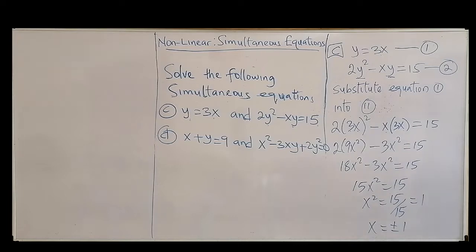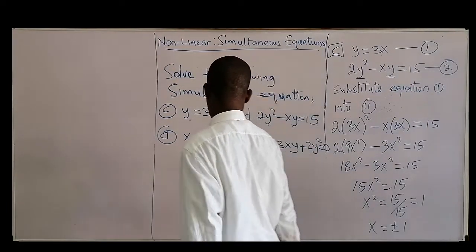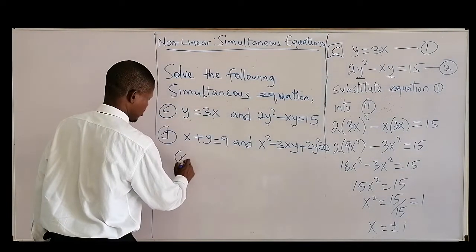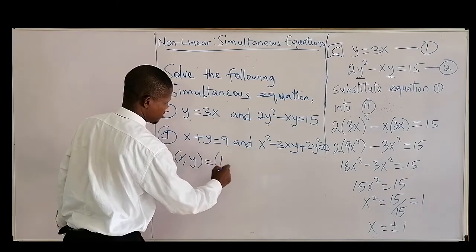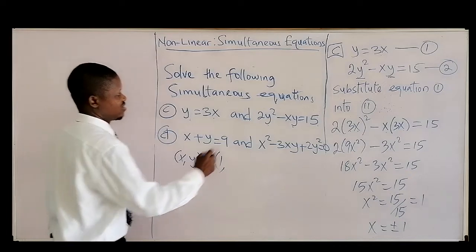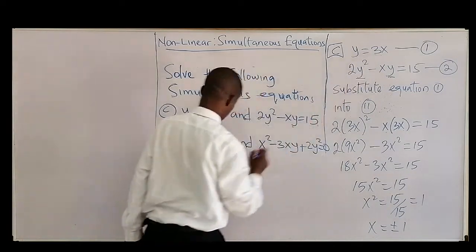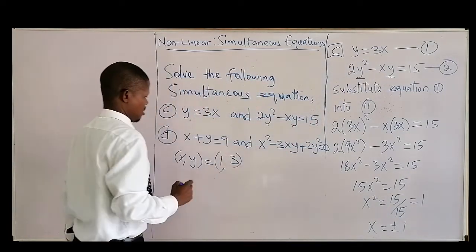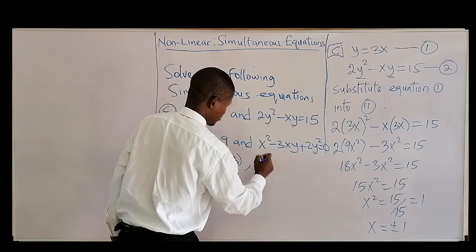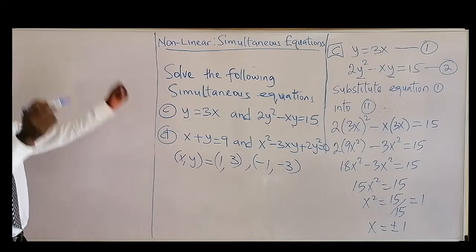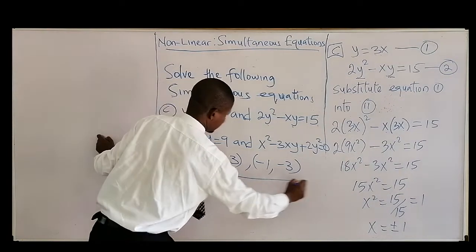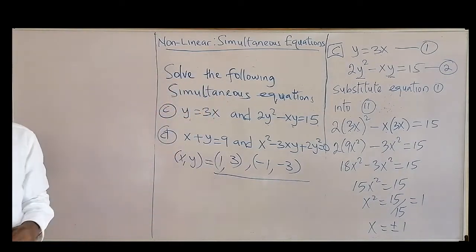Okay, so in that case now, your coordinates will be your xy coordinates. When your x is 1, y is what? y is 3 times 1. That's 3. When your x is minus 1, y is what? Minus 3. So that's the answer to that question.